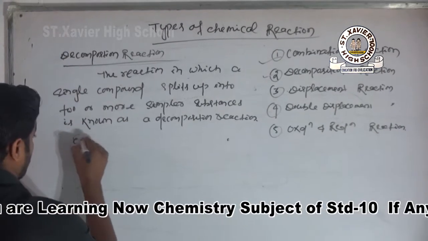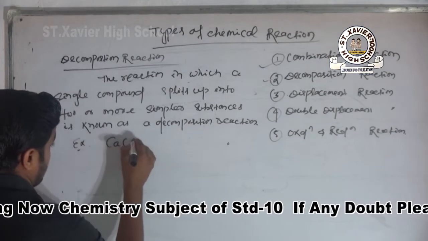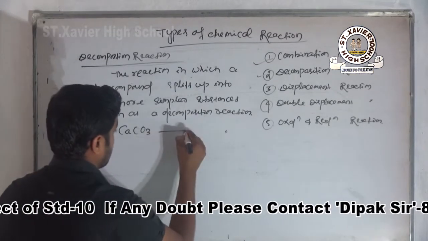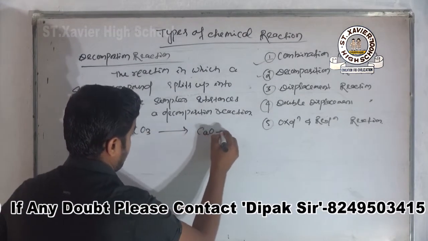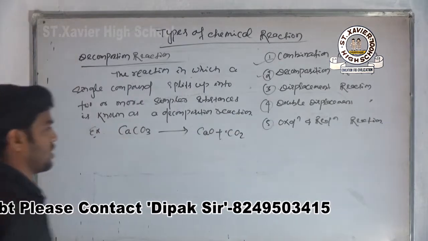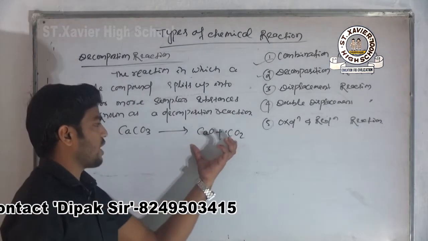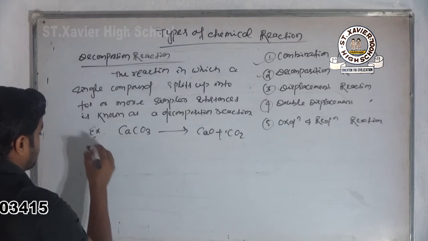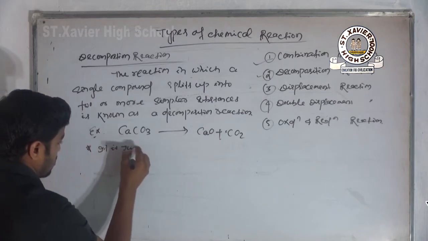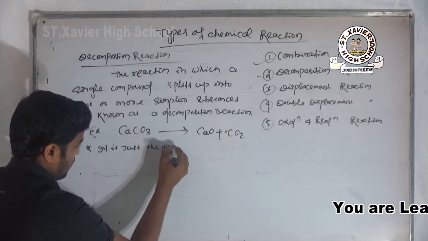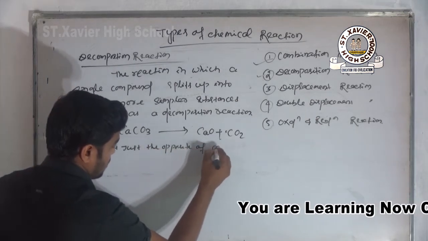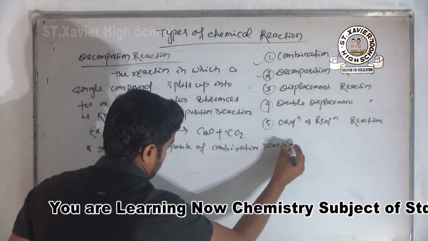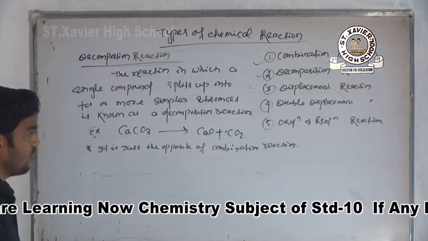What will be our example? The most familiar example, that is calcium carbonate. What is the formula? CaCO3. It is a compound, calcium carbonate. It splits off and gives calcium oxide plus carbon dioxide. Calcium oxide plus carbon dioxide. It is in the balanced form. Yes or no? Then the decomposition reaction is just the opposite of combination reaction. Okay.